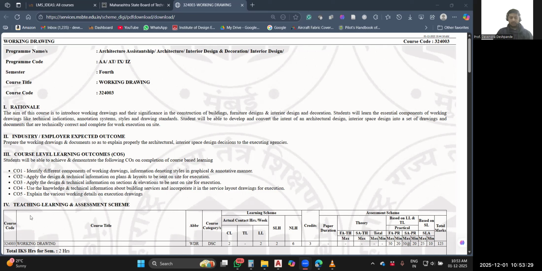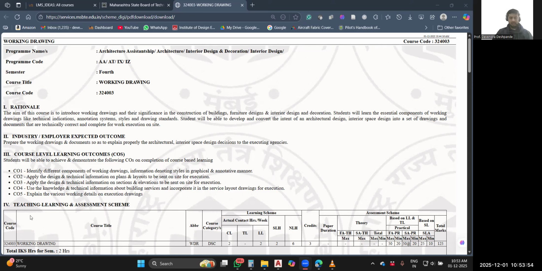Today we are going to introduce a new subject for the fourth semester of Diploma in Architecture and Interior Design, which is working drawing. The program code for this is 80 AAIX and IZ. A program course code is 324003.